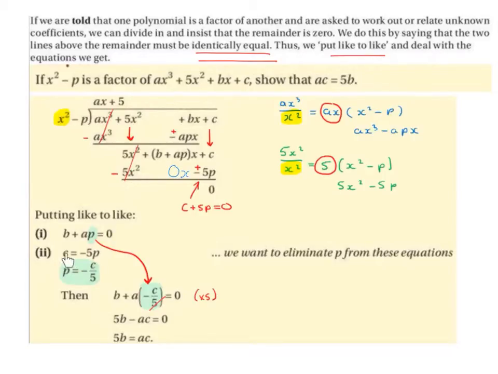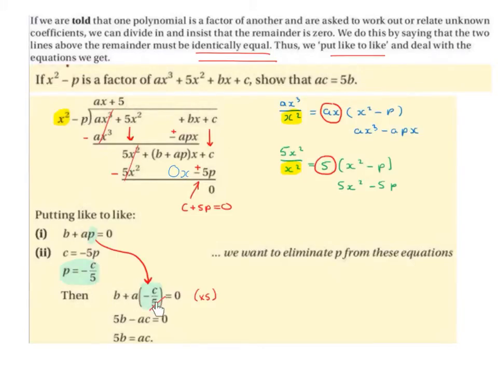So I'm going to go with c equals minus 5p. And I'm going to divide across by minus 5, so that I get p is equal to minus c over 5. So now I have the p on its own. I have the p as the subject of the formula. And then I'm going to substitute that into the other equation. So I'm going to swap that p for minus c over 5. So I've put that p in here. So now I have b plus a multiplied by minus c over 5 is equal to 0. I have no p's anymore, which is what I wanted.